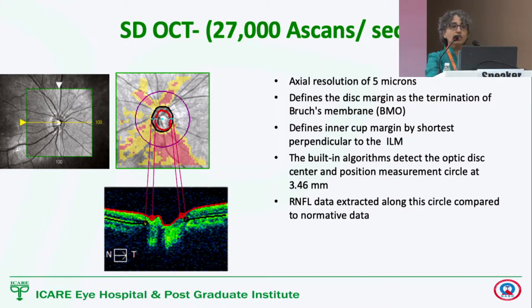It also measures the optic cup by actually detecting the inner margins of the cup. Basically, that is where you're looking at your shortest perpendicular to the ILM. You can see how it drops that and picks it up, and then measures your rim as well for you.